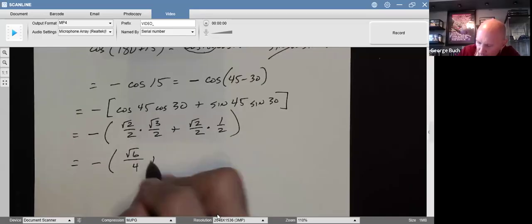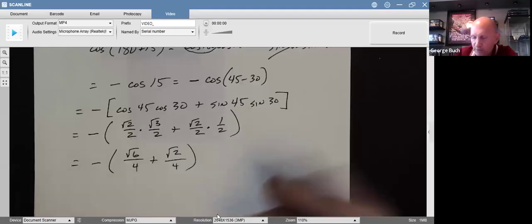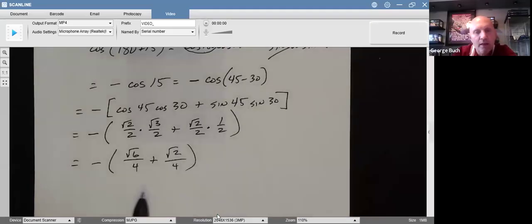Plus root 2 times 1 is root 2 over 4. And you'll notice these both have the same denominator. That is what should happen with these problems, because as you do more of these, because of how these formulas work out, you're going to end up with the same denominators regardless of the kind of problems you're doing here.